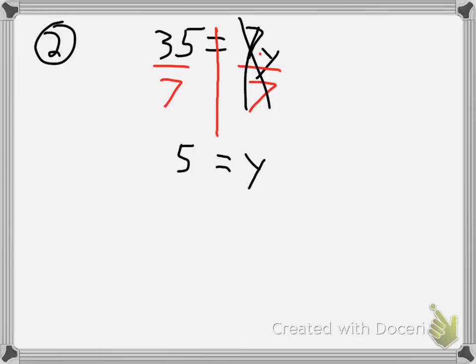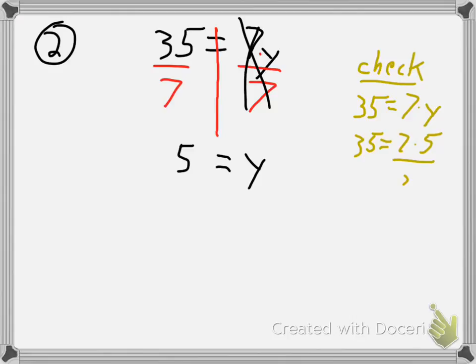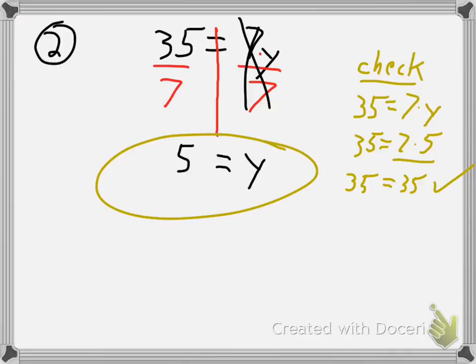And again, I should go through and check here. Make sure I'm doing this right. 35 equals 7 times y. We're substituting in y is 5. So now I'm going to solve the right-hand side. 7 times 5 is 35. Does 35 equal 35? Yes, it does. So there's my answer. 5 equals y.